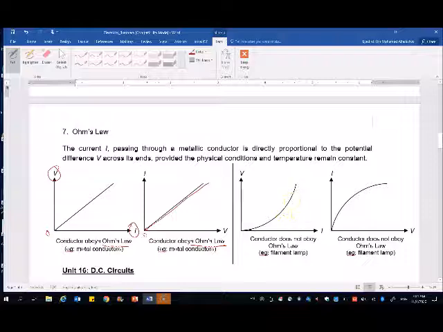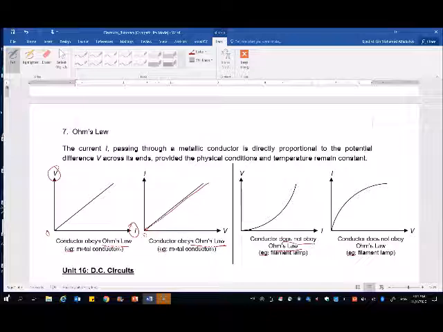What about conductors which look like that? Certain conductors, the voltage and the current are not directly proportional. So this type of conductors do not actually obey Ohm's law. Conductors like this do not obey Ohm's law.